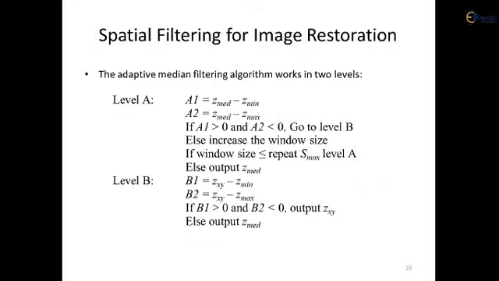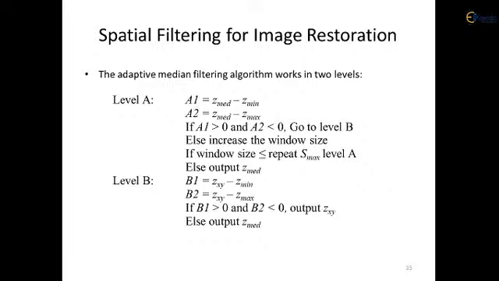So level B has B1 computed as the subtraction of Z minimum from Z xy. B2 is the subtraction of Z maximum from Z xy. If B1 is greater than 0 and B2 is less than 0, we have to provide the output Z xy. Otherwise, the output is Z median here. So these are the else conditions for which the adaptiveness is not there. It will be just the result of the median type of filtering here.